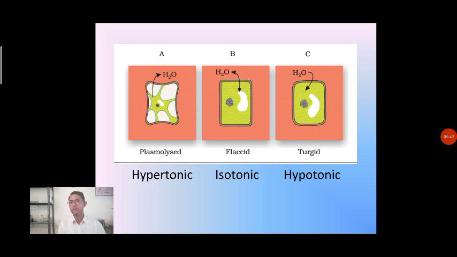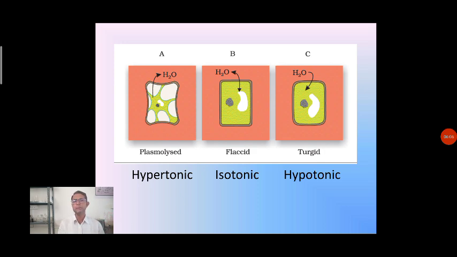So this type of cell is known as a plasmolyzed cell. Now in the second condition, where the isotonic solution is there, there is no flow of water from inside to the outside and from outside to the inside, so the cell remains as it is. So it is known as a flaccid cell, and it remains as it is for a longer duration.